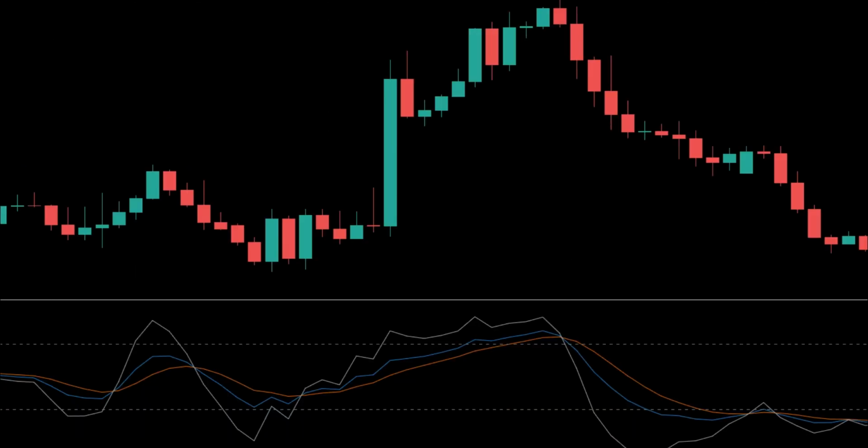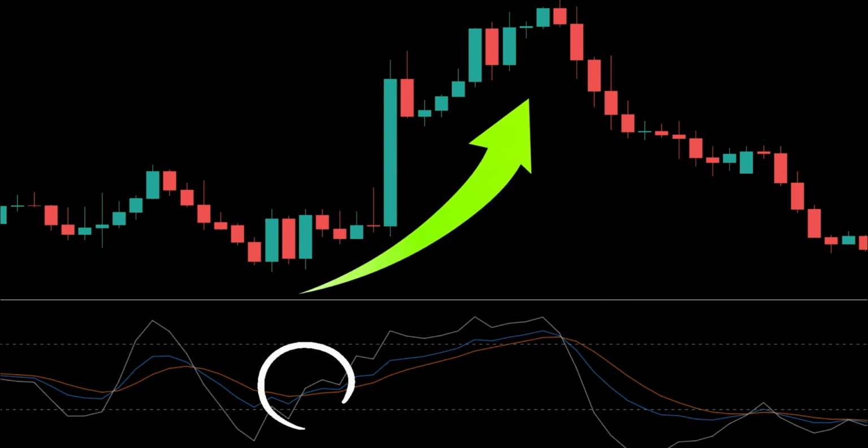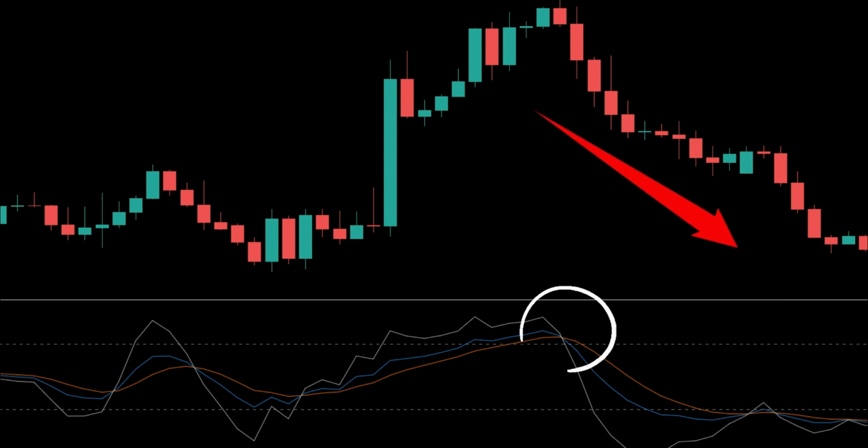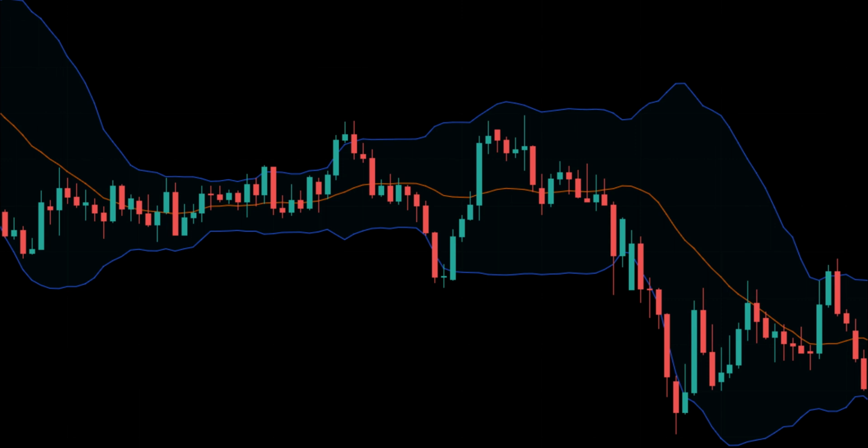The rule of the KDJ indicator is like the moving average crossover strategy. When the fast line crosses the slow line upwards, it's a buy signal. When the slow line crosses the fast line downwards, it's a sell signal. Then we can combine it with Bollinger Bands.